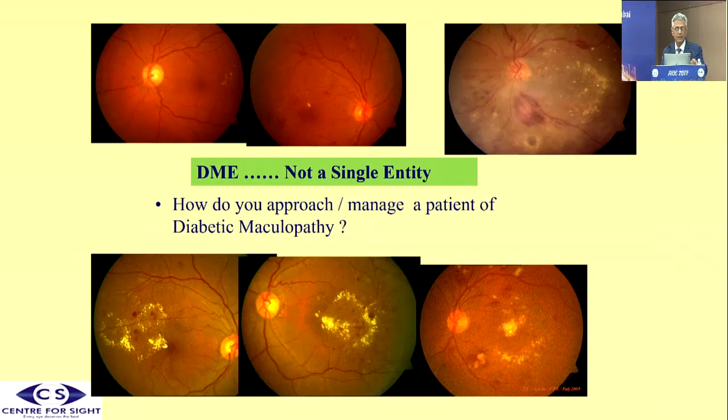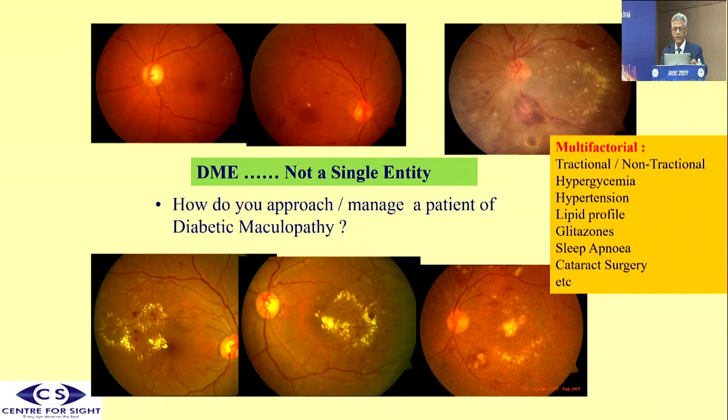DME is not a single entity where all of them will have one approach, told by Chaitra, Jayadev, that this is what everybody should do. That's not possible because there is a myriad of presentations. So many presentations may occur, like Mangat was saying. And it's a multifactorial disease. It's not only glycemia which plays a role.